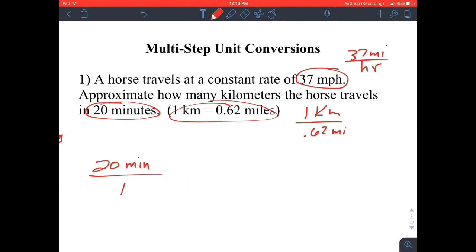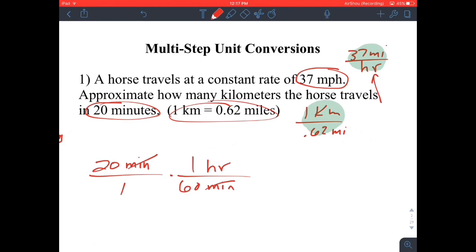Now those two rates that I just wrote could be reciprocated. The top could be the bottom and the bottom could be the top, and they're still equivalent. So we need to first get minutes as a time, but the time frame that we're using is in hours. So if we change minutes to hours, because we need to be in the same units, there are 60 minutes in 1 hour. So now we are in hours.